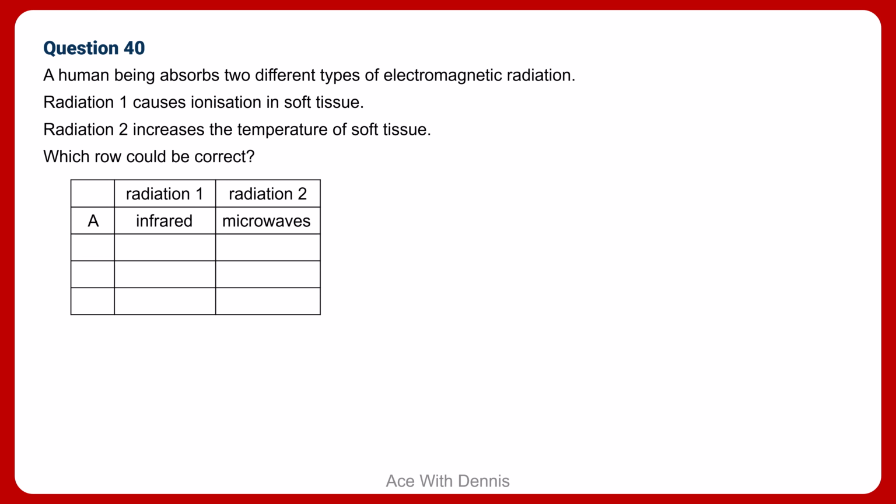Option A. Radiation 1 is infrared. Radiation 2 is microwave. Option B, radiation 1 is infrared. Radiation 2 is gamma rays. Option C, radiation 1 is microwaves. Radiation 2 is infrared. Option D, radiation 1 is gamma rays and radiation 2 is infrared.